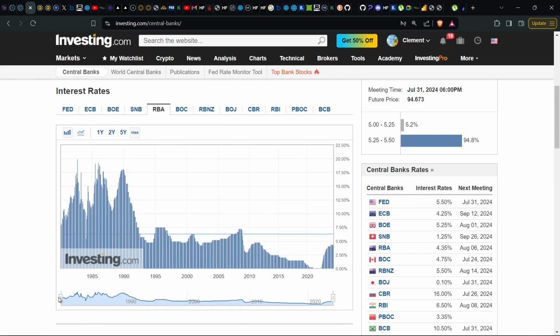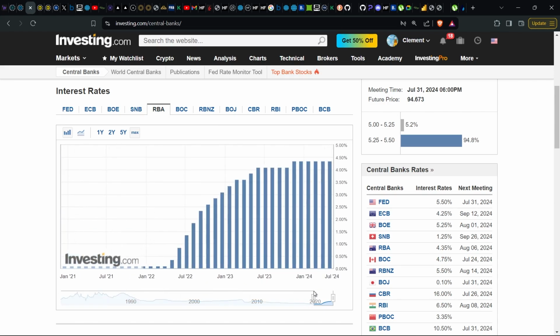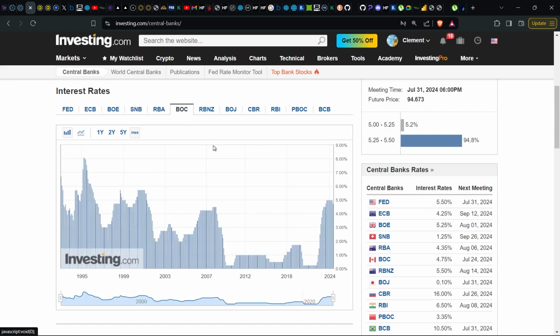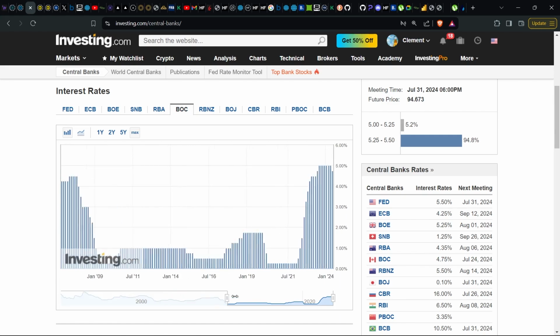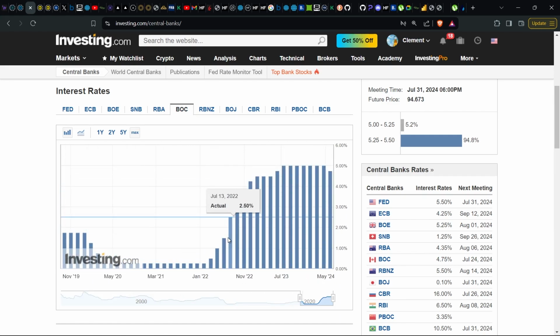Now this is the Reserve Bank of Australia, Australia's central bank. You can see from 2022 till the end of 2023, they were hiking rates, not as aggressively as the Fed and the ECB and the Bank of England, but they were. This is also something that can be considered an aggressive tightening cycle. Same with Bank of Canada. 2022 until 2023, that's when they stopped hiking rates, and rates have been high.